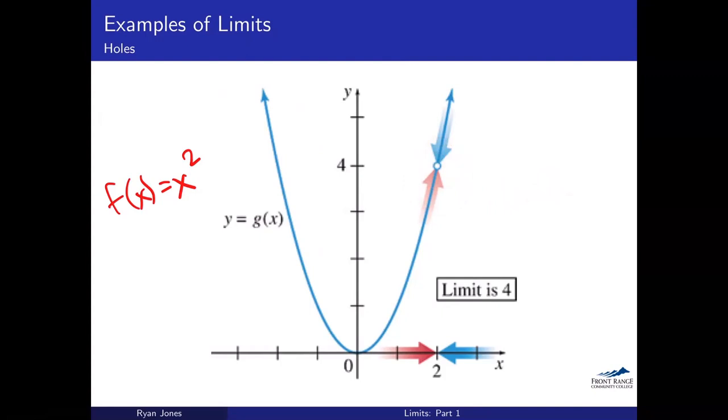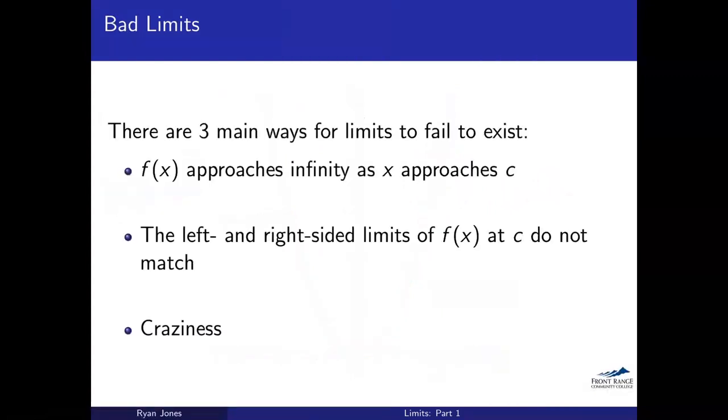And so there are three main ways. There are obviously a lot of ways, but there are three main ways that a limit can actually just not work. One way is if the function approaches infinity as you get closer and closer to your point. We'll look at an example of this in a second. Let me just go through two other ways. The second way is actually what I just said before. If the left and right-sided limits are different, then your limit itself does not work.